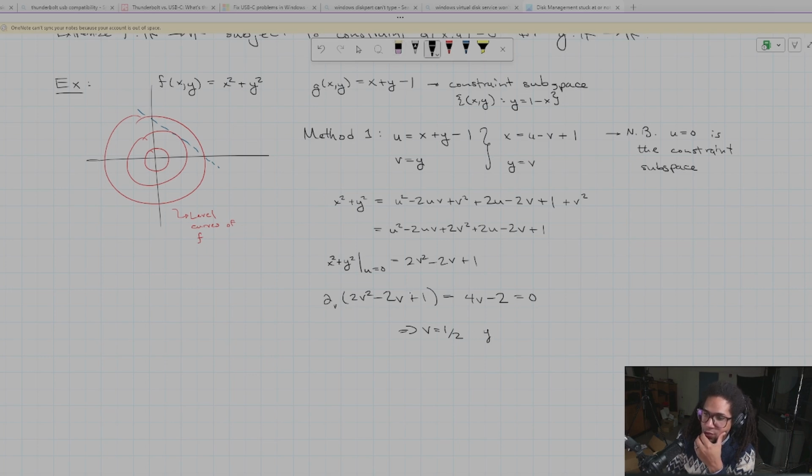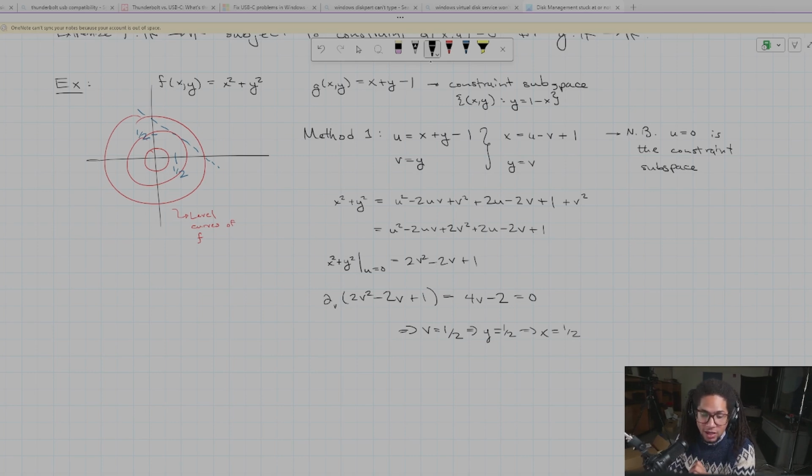that y is equal to 1/2, which in turn implies that x is equal to 1/2. And that's exactly what we expected. This is the point here, (1/2, 1/2). So the method that I just did, method 1, is analogous to what we did in Lagrangian mechanics, in which we found coordinates on the constraint subspace, generalized coordinates on the constraint subspace, and then we just did our variational calculus in those generalized coordinates. Those generalized coordinates are like u and v. Method 2 is going to be the method of Lagrange multipliers.